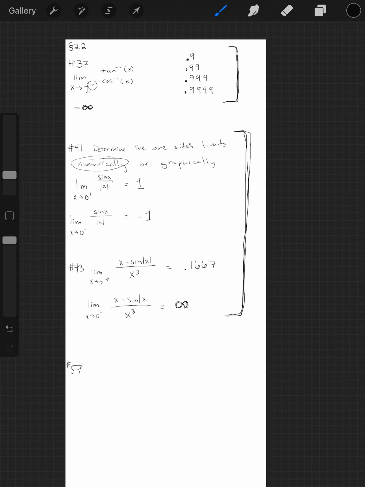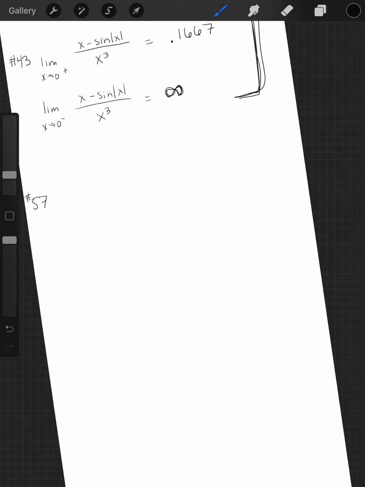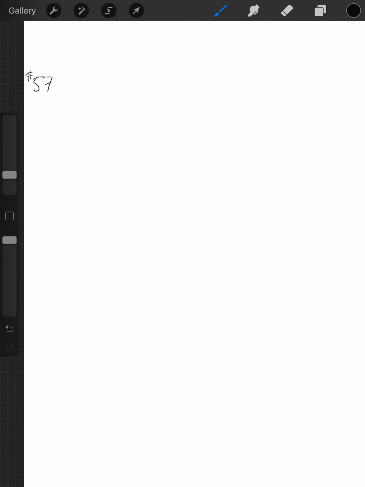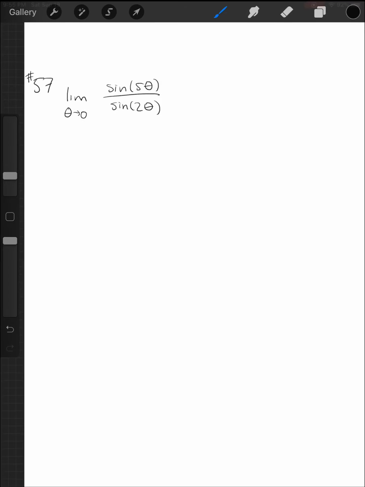But if you were doing this problem on, say, an assignment, and you didn't really want to go through the trouble of doing both, these two you could do either. This one really wanted you to use the table, and this one here is specifically saying to do it graphically. So this is the limit as theta goes to 0 of sine of 5 theta over sine of 2 theta.